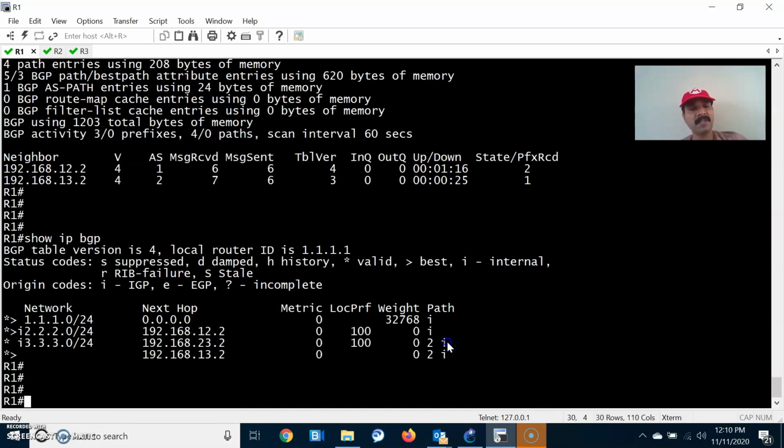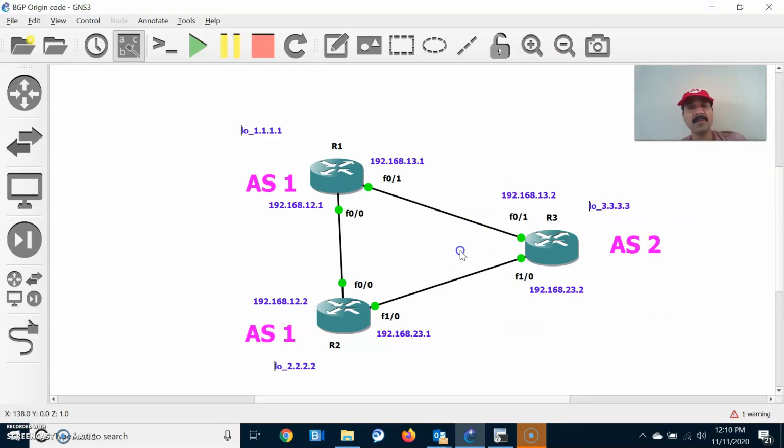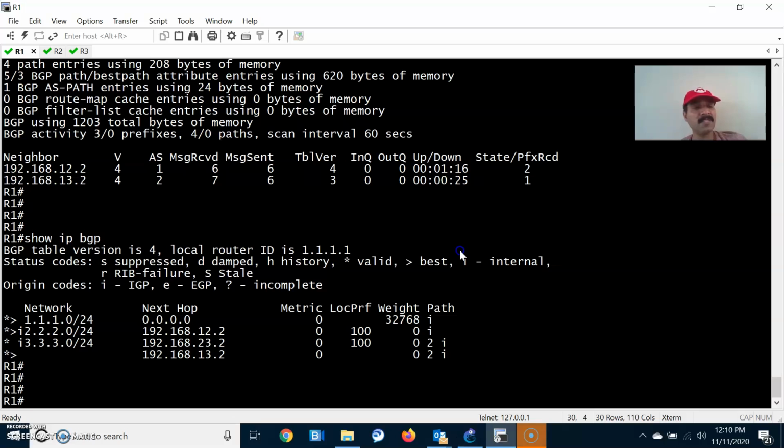If it is advertised via an IGP, Interior Gateway Protocol, using the network command to advertise any prefix, it will show up as I in the BGP table. If it is advertised by EGP, it would show E in the BGP table. Since EGP is a historical protocol, it will not show up in the BGP table, so only I and question mark are shown. The question mark means it was redistributed from another routing protocol.